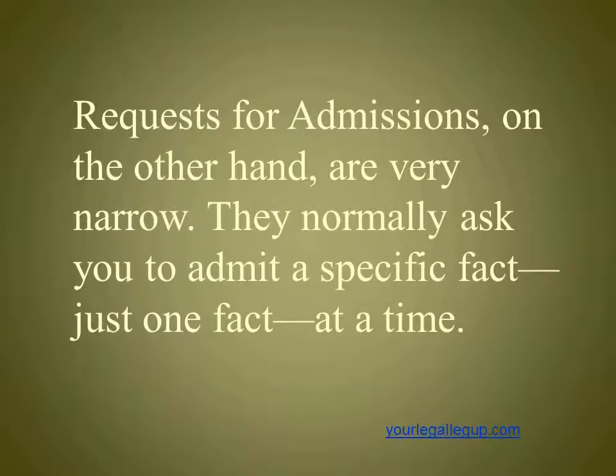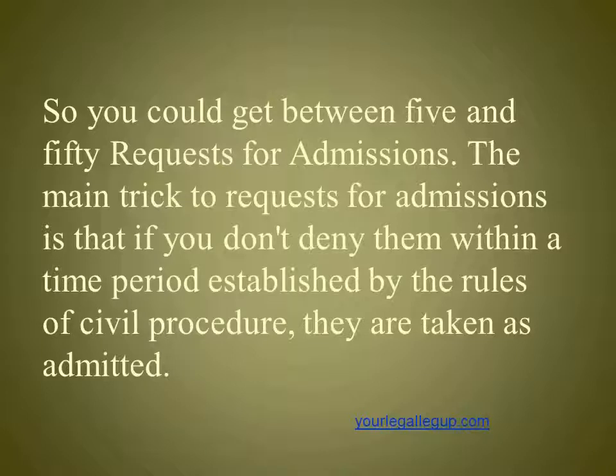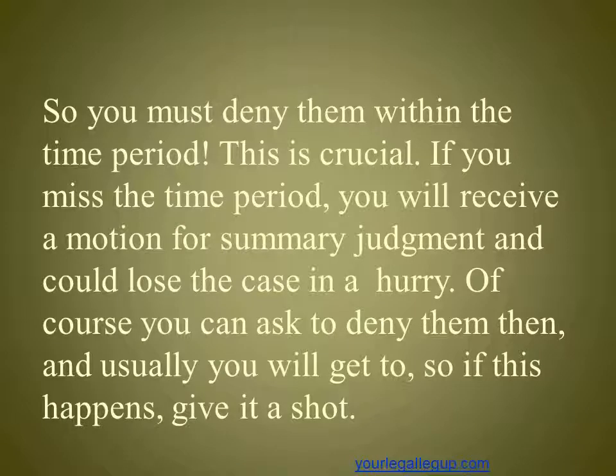Requests for admissions, on the other hand, are very narrow. They normally ask you to admit a specific fact, just one fact at a time. So you could get between 5 and 50 requests for admissions, or even more. The main trick to requests for admissions is that if you don't deny them within a time period established by the rules of civil procedure, they are taken as admitted. So you have to deny them within the time period. That's crucial. If you miss the time period, you'll probably receive a motion for summary judgment and could lose your case in a hurry. Of course, you can ask the court to let you deny them then, and usually you will get to. So if it happens, give it a shot.